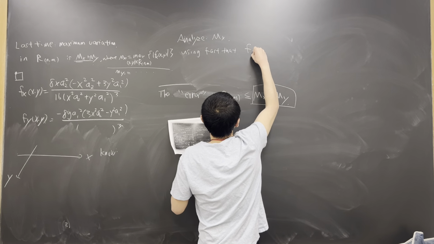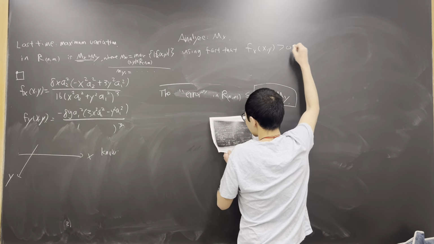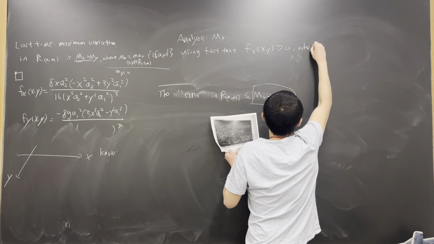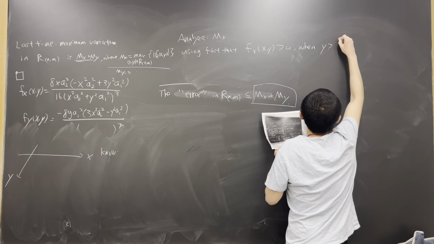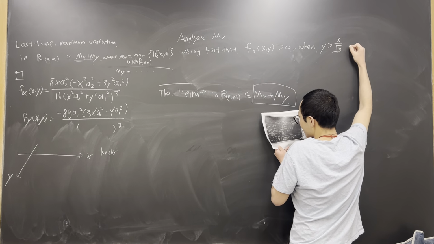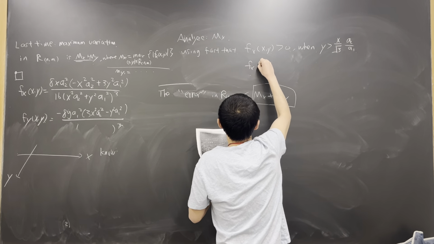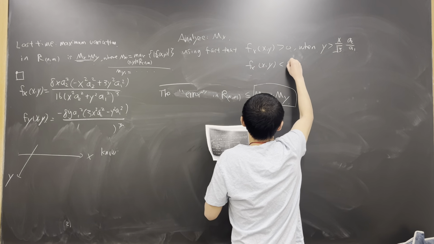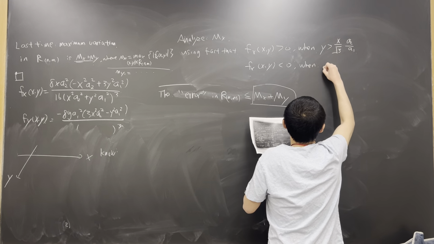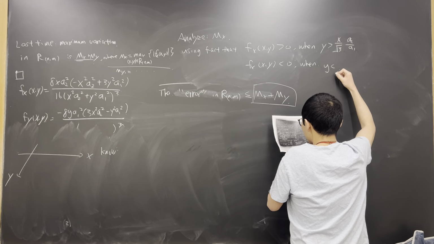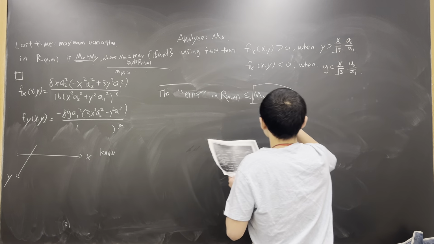So this partial f partial x of (x, y) is positive when the point y is bigger than x over square root of 3 times a2 over a1, right? And we have that partial f partial x of (x, y) is negative when y is less than this, x over square root of 3 times a2 over a1.